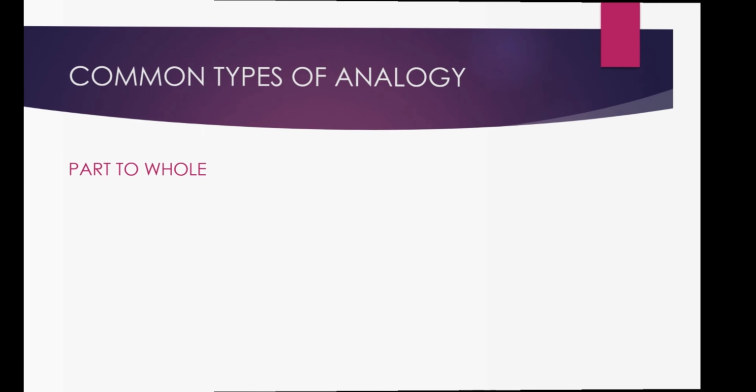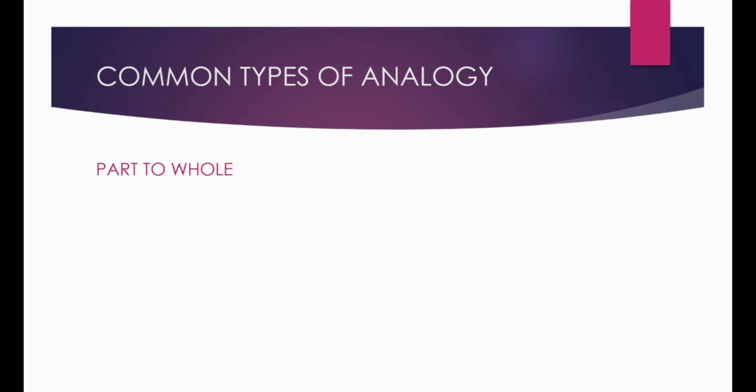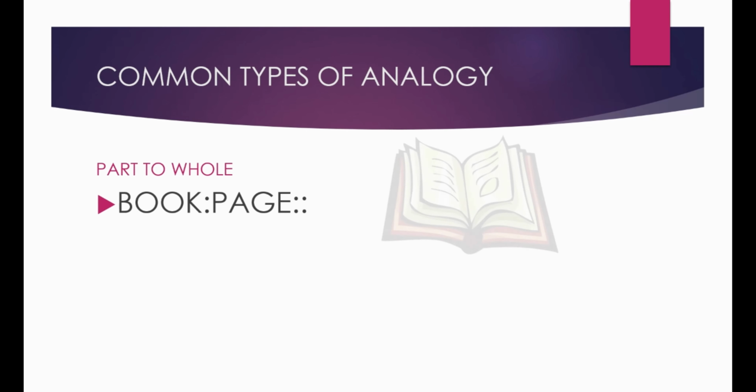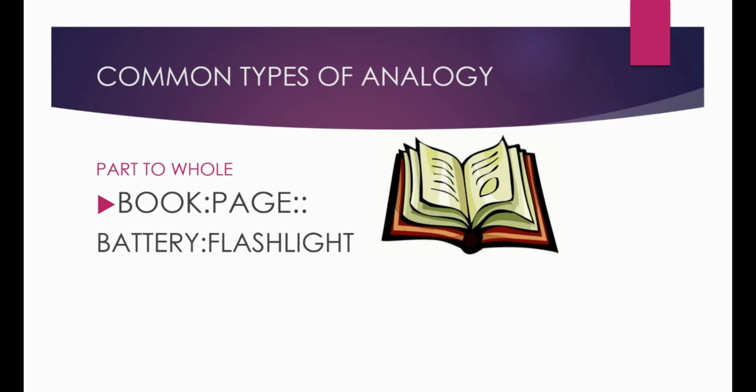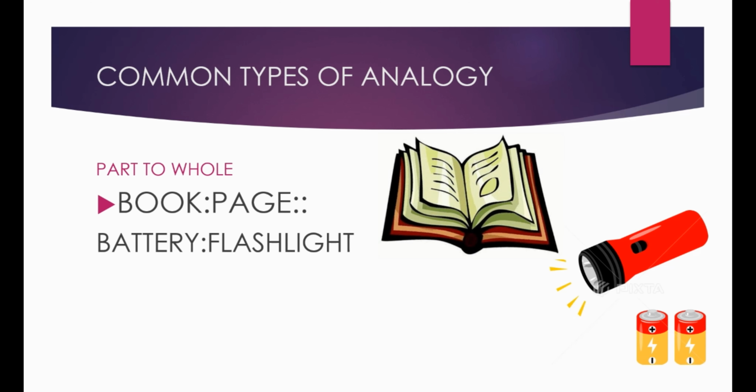Another type is the part to whole analogy. Like when you say, a book is to a page, as battery is to a flashlight. Which one is the part and which one is the whole? You're right. A page is part of a book, which is the whole, and a battery is part of a flashlight. Wow, you're getting it!